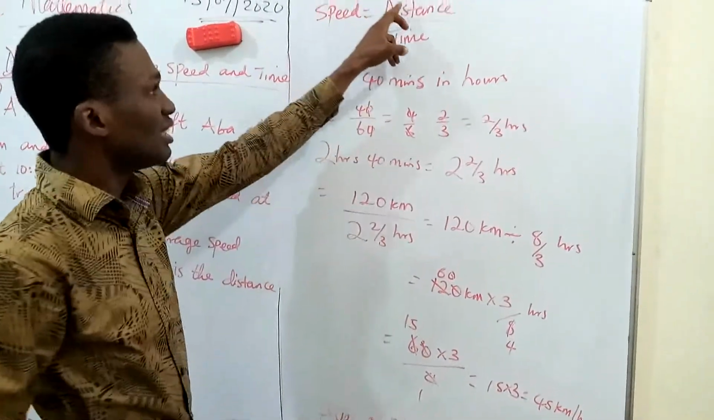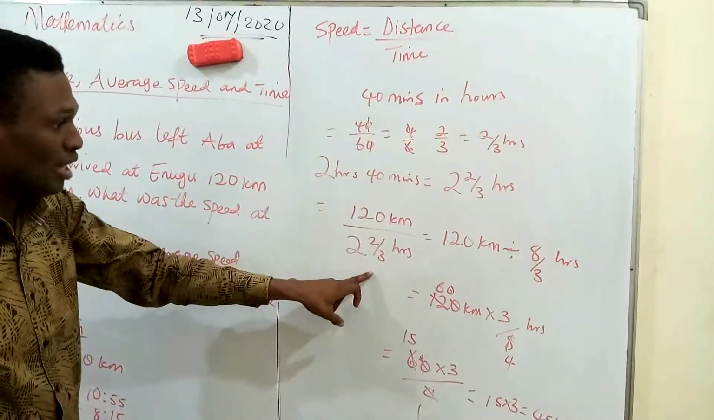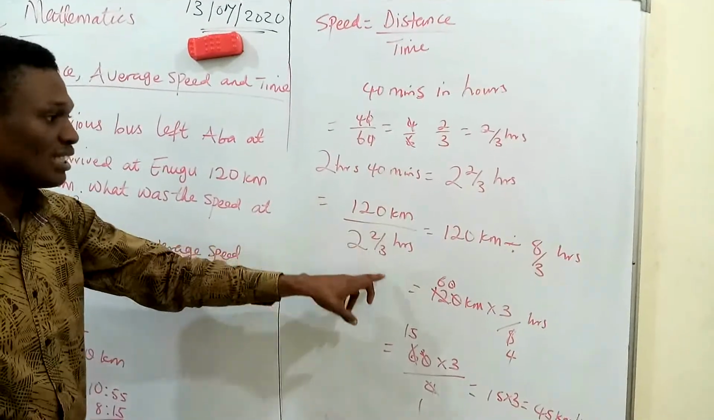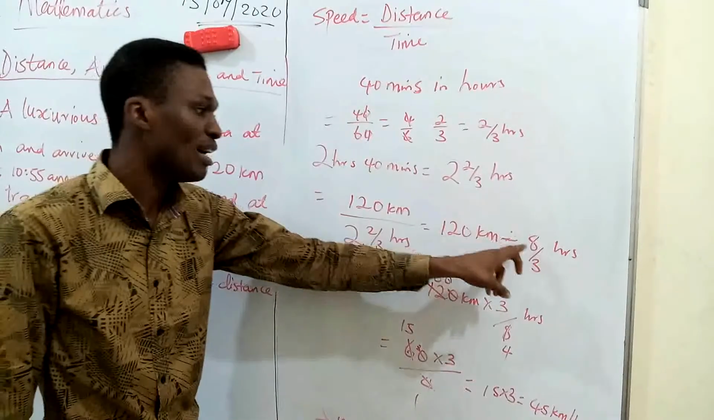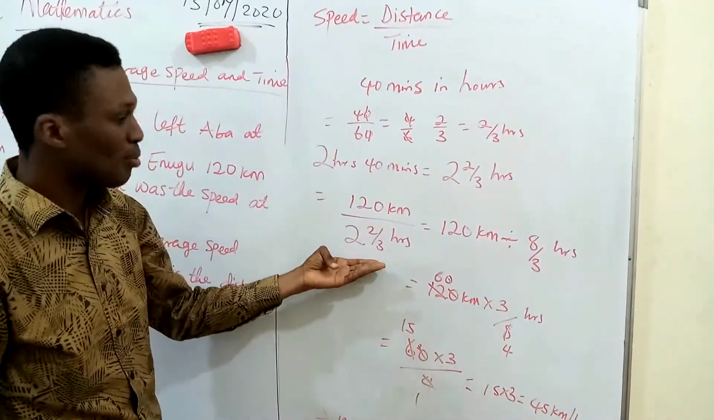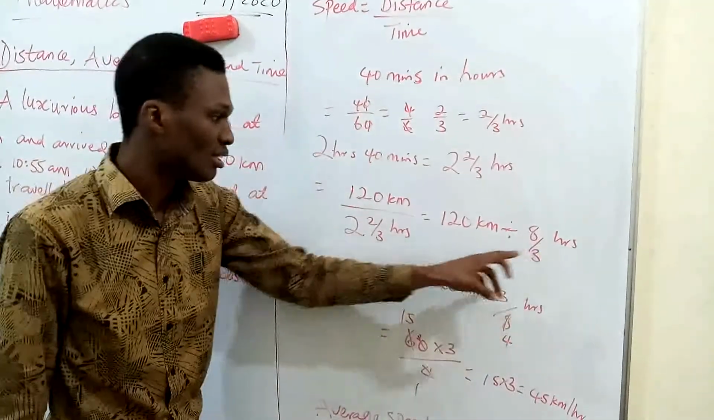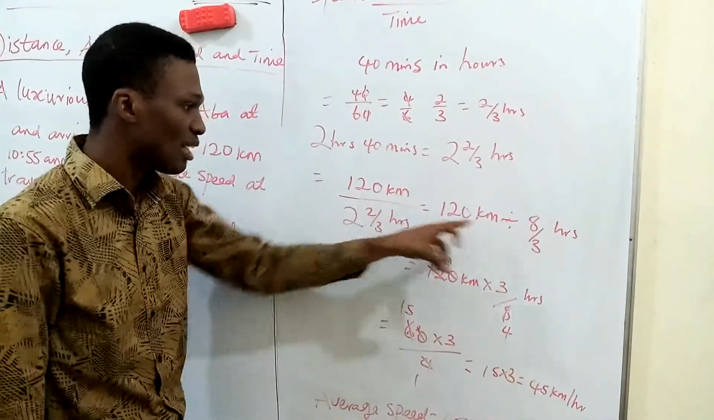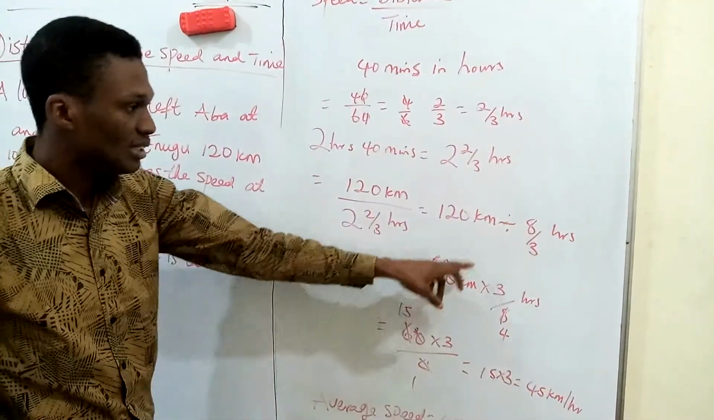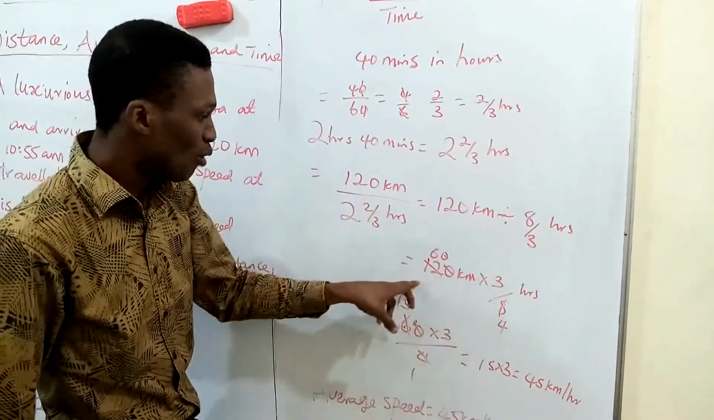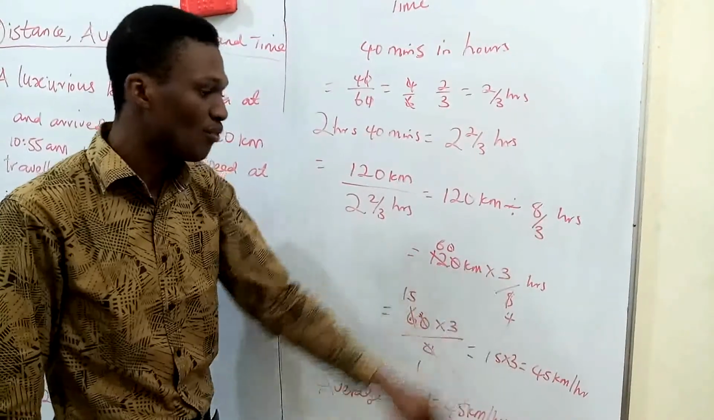Our speed is given as distance over time. Our distance, remember, is 120 kilometers over our time, 2 and 2 over 3 hours. So this is saying 120 divided by 8 over 3. We convert this to an improper fraction: 3 times 2 is 6, plus 2, we have 8 over 3. So we have 120 divided by 8 over 3, and it is the same thing as saying 120 times 3 over 8, that's the inverse.